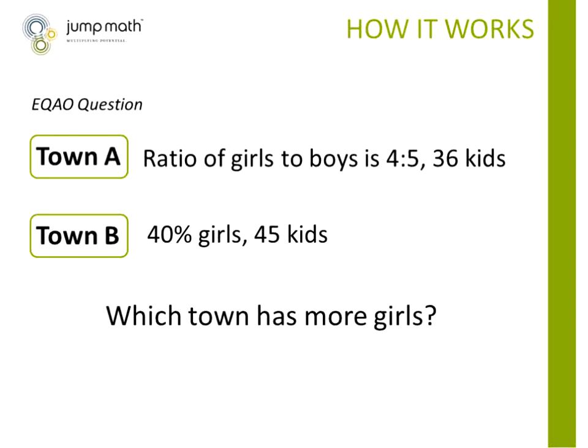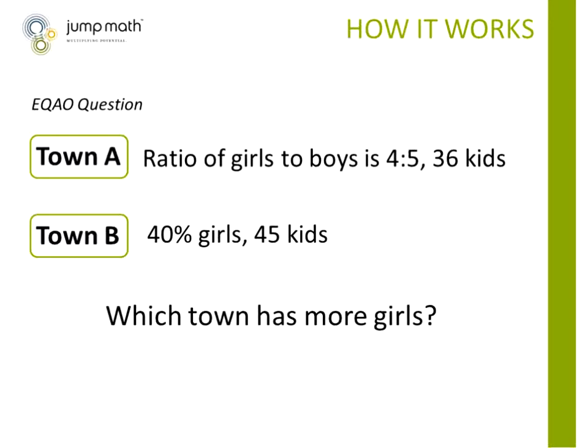If you want to take a look at it, there's 2 towns. The ratio of girls to boys is 4 to 5 in one town, and there's 36 kids. And then in another town, there's 40% girls and 45 kids. And the question was, which town has more girls? So normally, if we do this question in training, people work together. But if you wouldn't mind thinking about that for a moment.